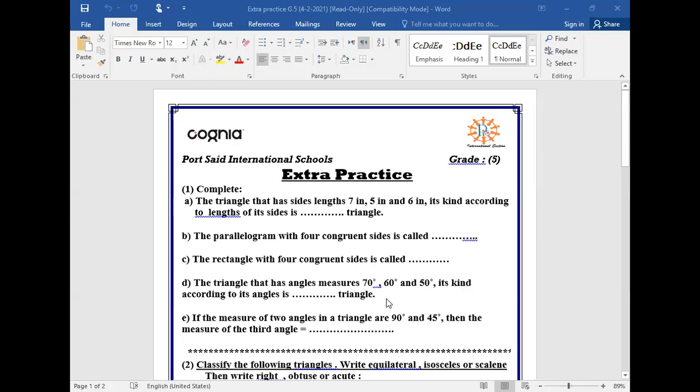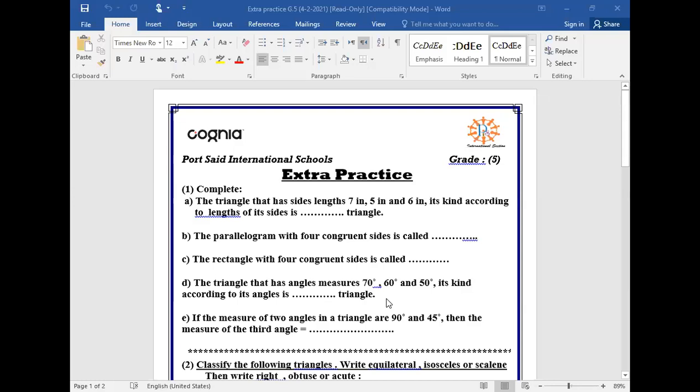And the second case, according to length of its sides, we have three kinds also. The first kind, if the triangle has three equal sides, it will be equilateral triangle. If the triangle has only two equal sides, the triangle will be isosceles triangle. And if the triangle has no equal sides, all its sides are different, it will be scalene triangle.